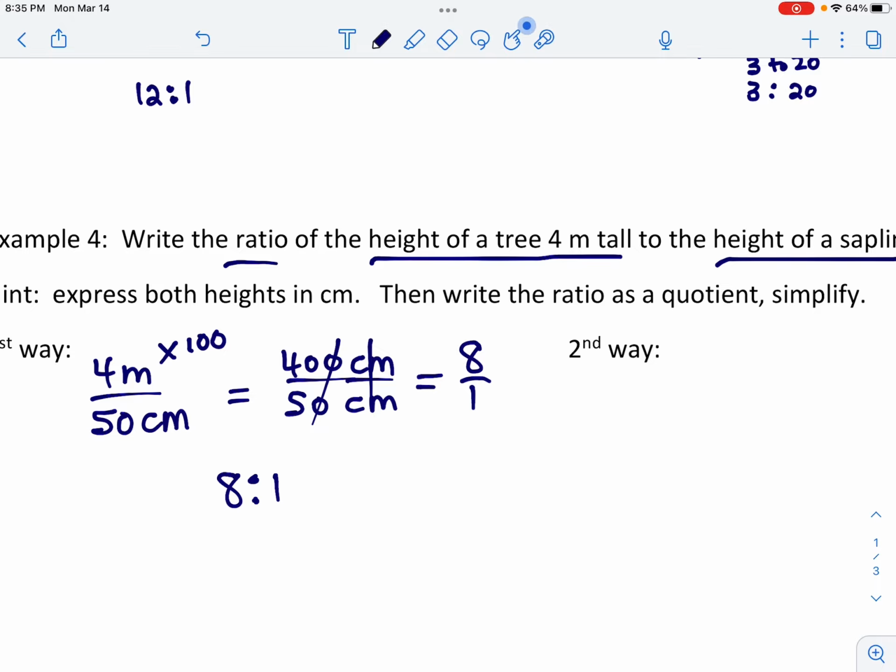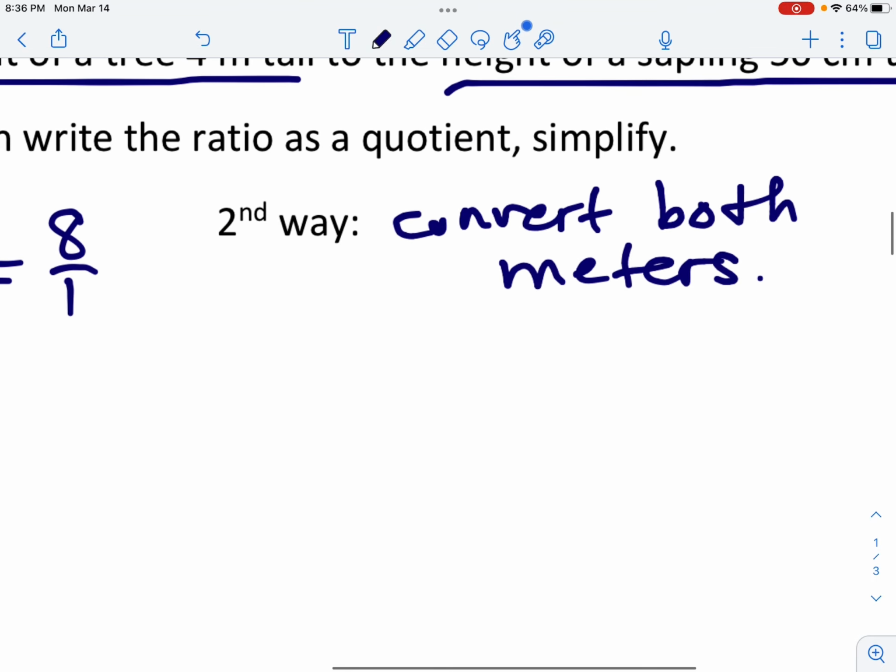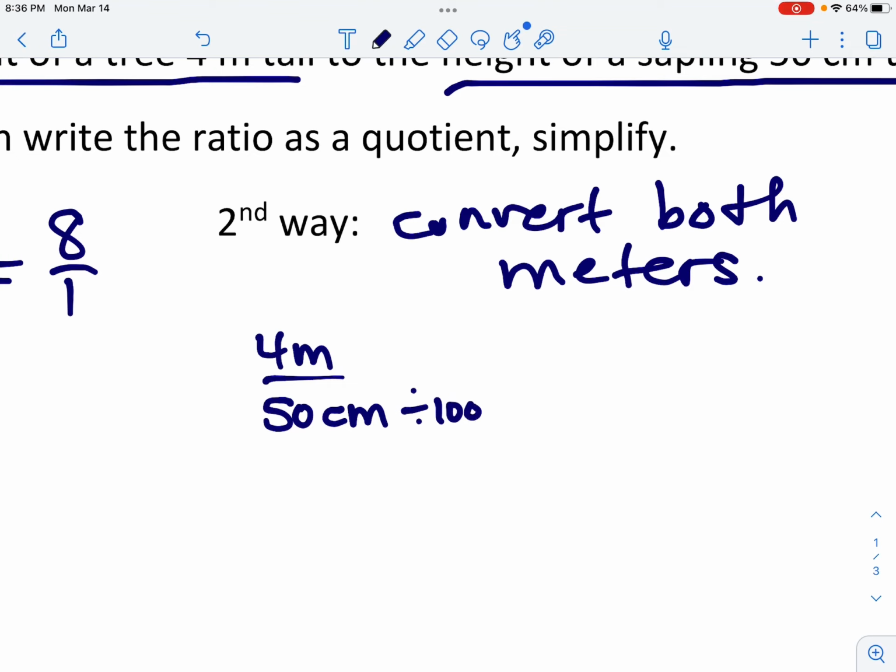Now I can convert the other way. It's not impossible to convert the other way, especially when we're dealing with this, because we can just add zeros or take zeros away. So the second way, I'm going to convert both to meters, just so you can see how I do it both ways. So I again have 4 meters over 50 centimeters. And to convert that, I have to divide this one by 100 instead of multiplying the top by 100. So if I do that, I'm going to be left with 4 meters over 0.5 meters.